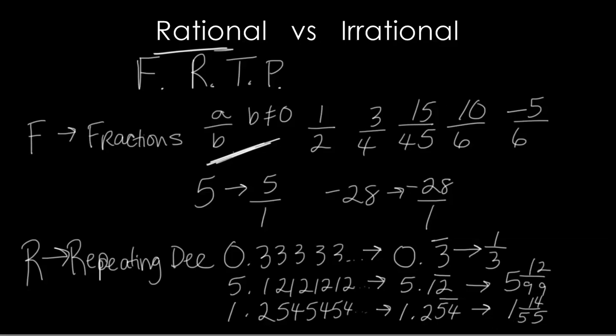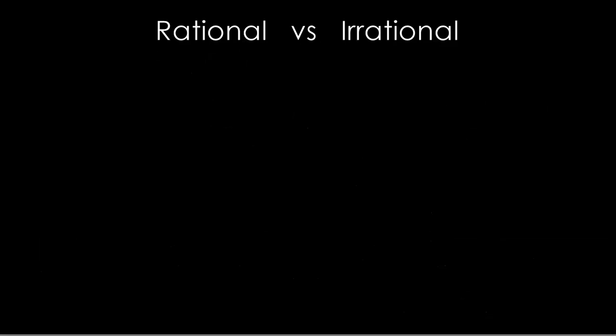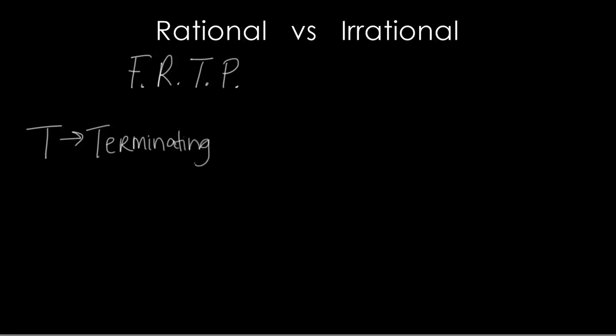All right, so we've covered the F and we've covered the R. Let's clear this off and move on to the T and the P. We'll write our acronym up here again. So remember, funny rabbits take pictures. Let's cover the T. The T stands for terminating decimals.